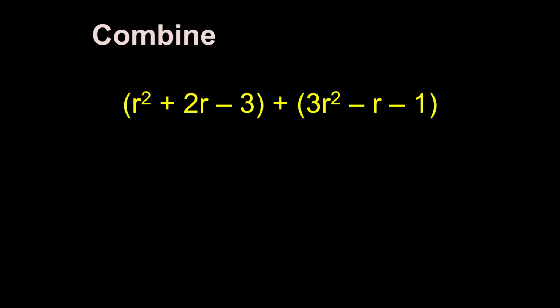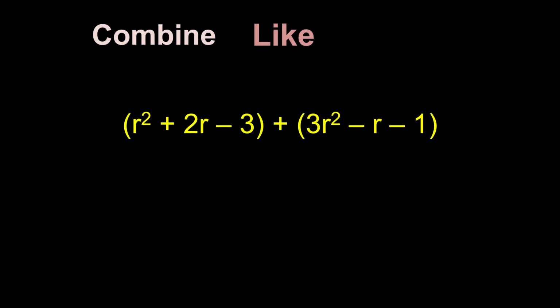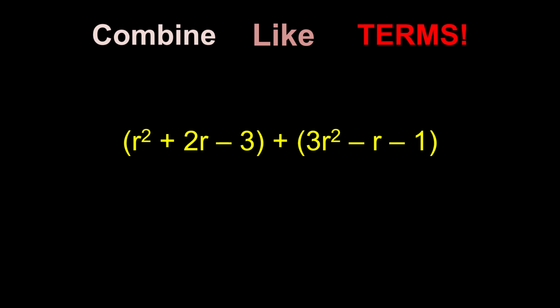All right, let's try our second one. Remember, we're going to combine like terms with this one. So we have r squared plus 2r minus 3 plus 3r squared minus r minus 1.